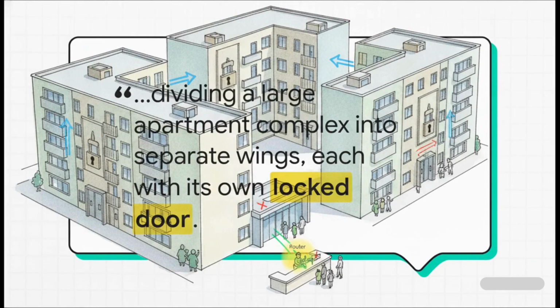I love this analogy. Think of subnetting like dividing a large apartment complex into separate wings, each with its own locked door. Residents within the same wing can walk freely and talk to each other without any barriers at all. But to visit someone in another wing, you have to go all the way down through the security desk in the main lobby. In our networks, that security desk is exactly what a network router does. It checks if you're actually allowed to cross into that other subnet before letting your data pass through.